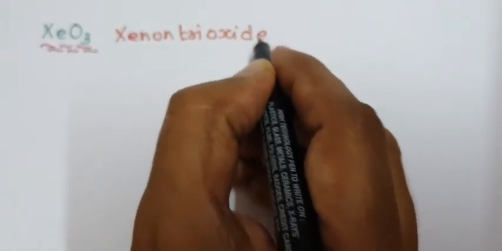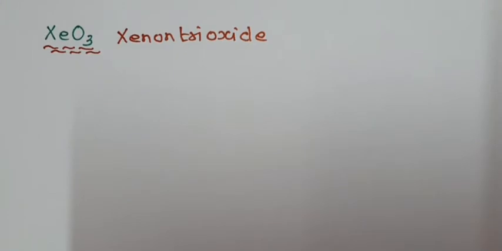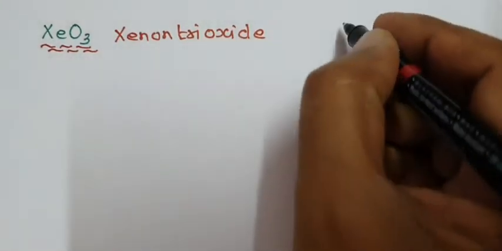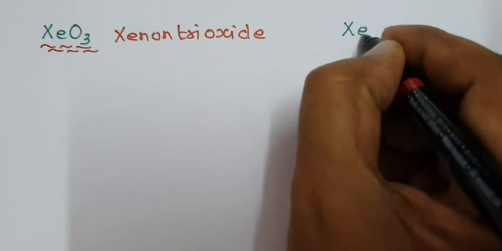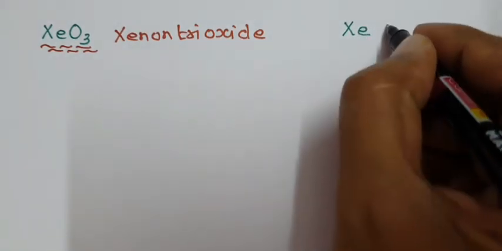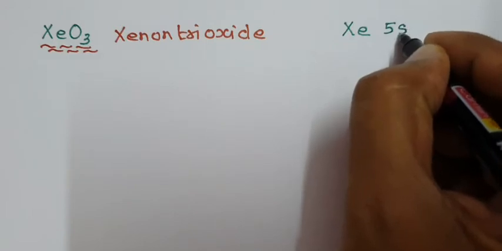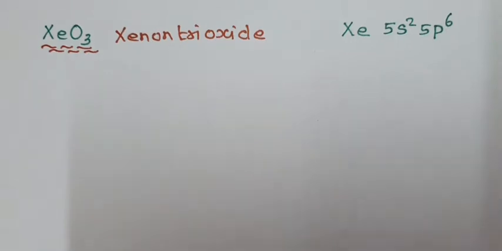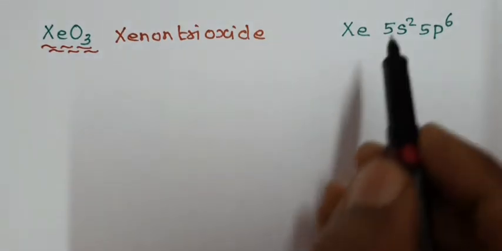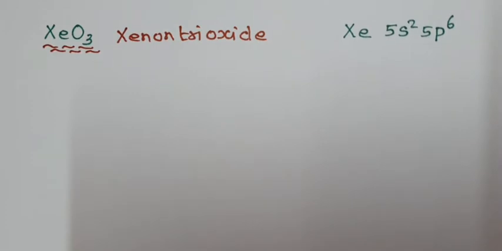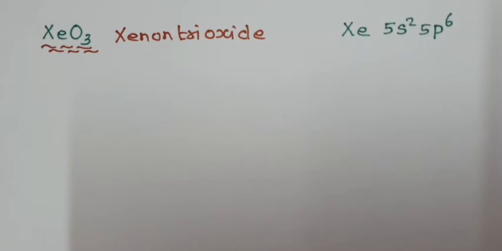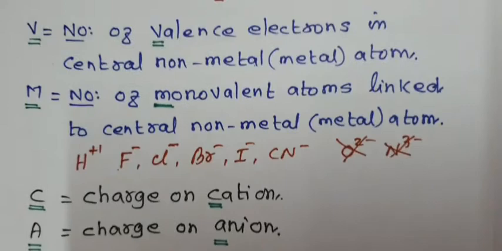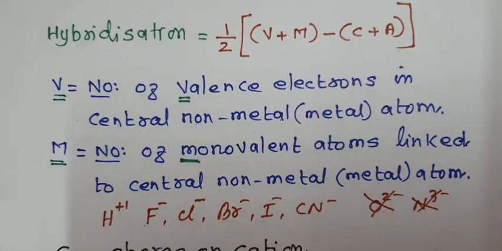The central non-metal in xenon trioxide is xenon, Xe. It is a noble gas, and its outermost electronic configuration is 5s2 5p6. How many valence electrons are present in xenon? 8 valence electrons are present in xenon. Before entering into the hybridization, now I give one simple formula used to calculate the hybridization.